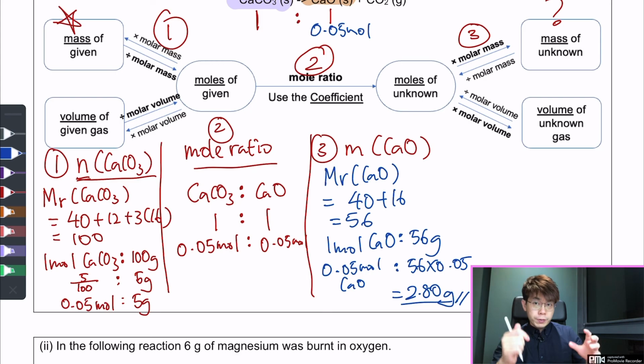So that is the first question. Try it yourself, copy this down and try to make sense of it. And then I'll see you for the next question to learn how to do these style questions.